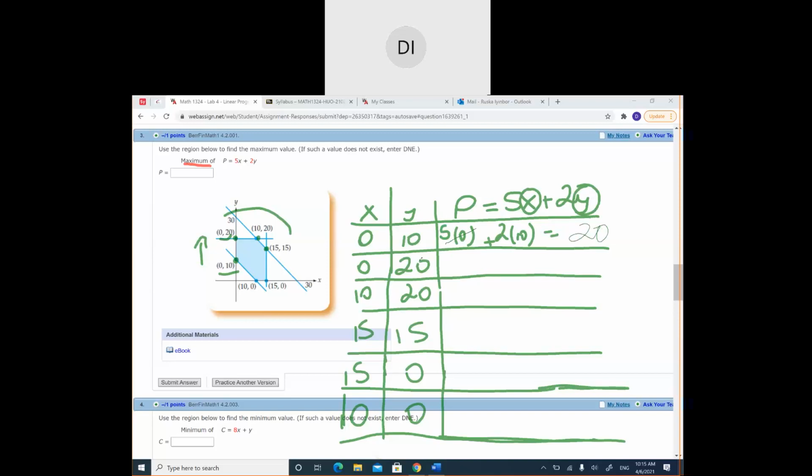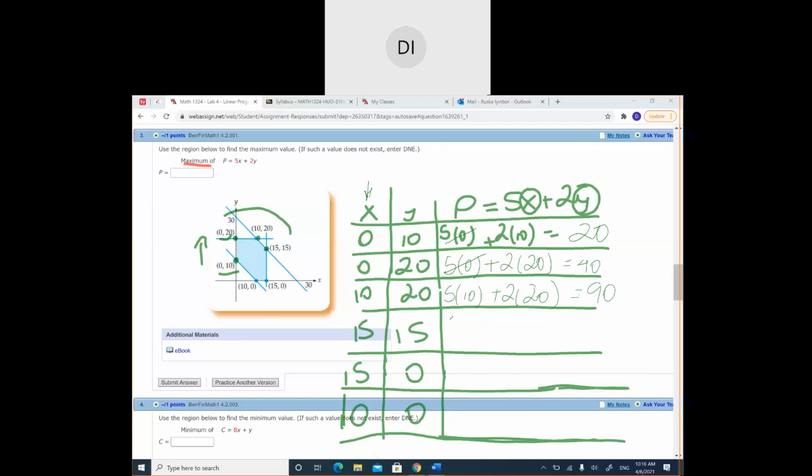Then I'm going to plug 0 and 20. So it's going to be 5 times 0, you just follow the function, plus 2 times 20. Y is 20, x is 0. And this is 0, so we're going to get 40. The value of the function is going to be 40. Then you do the next one, 5 times 10 plus 2 times 20. We're replacing x is 10. See, x is the first column, y is the second column. And then we're going to get 50 plus 40 is 90.